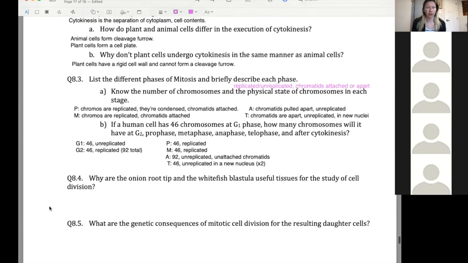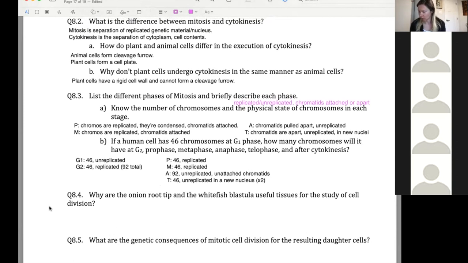Okay, I'm going to scroll down just a little bit so we can see the next two questions. So why did we look at the onion root tip and the whitefish blastula? Because onion root is actively dividing. Mm-hmm. Okay, that's a simple way to say it. I put this because there is a lot of mitosis over there.